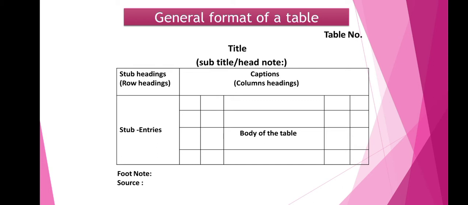In the general format of a table, first we should write down the table number. The table number should be given to each and every table, in order to distinguish them and make easy reference. And usually the table number is written in the right hand side corner or at the top of the table.